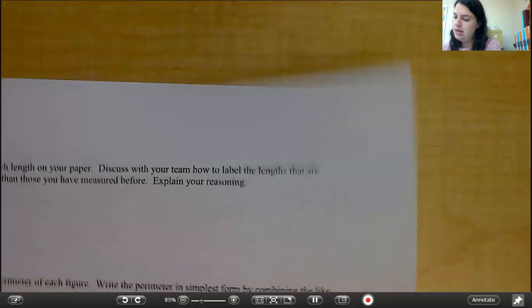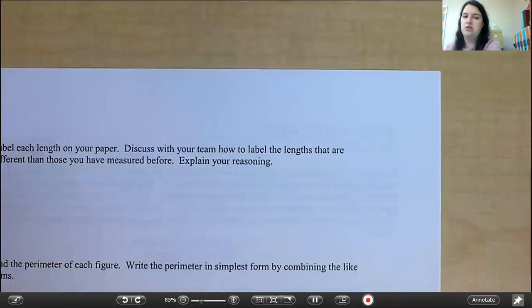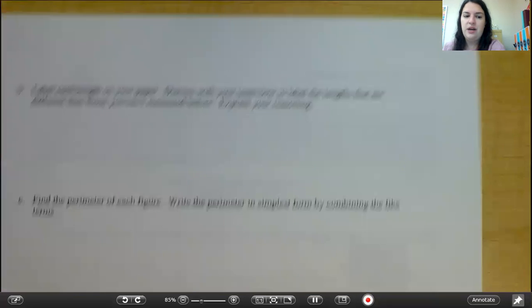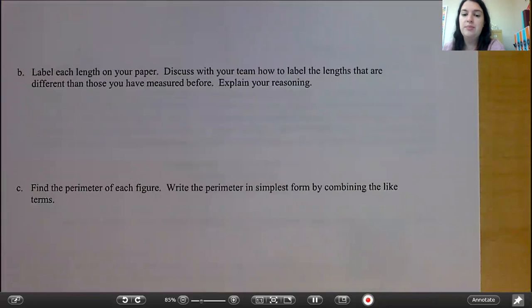Looking at part C, and for part B, your reasonings could be different. Part C says find the perimeter of each figure, write the perimeter in simplest form by combining like terms. Go ahead and pause your video and try part C.